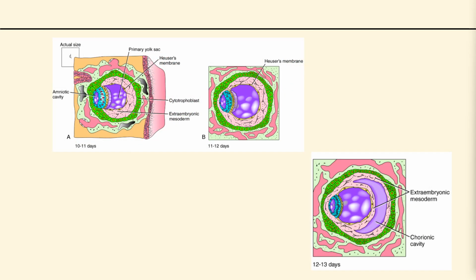On this slide, we are moving from where we left off on day 10 to 11 and are moving towards the middle picture at days 11 to 12. We can see the extraembryonic mesoderm derived from the cytotrophoblasts and the hypoblasts has made its way around the entire embryo. As we continue to day 12 to 13, that extraembryonic mesoderm is developing another fluid-filled cavity called the chorionic cavity.